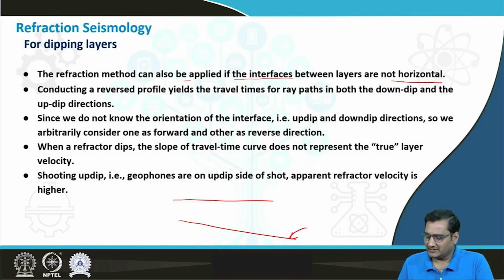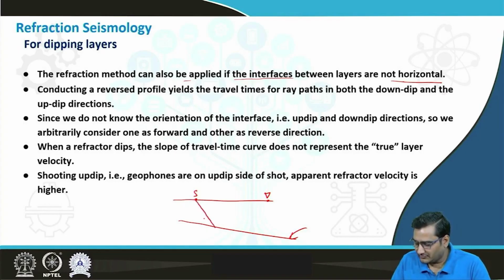In the dipping layer method, you are going to conduct a reverse profile, which means that if you have a source here and a receiver here on the surface, you can take your measurement. The source will release energy in the form of a wave, and this wave will travel downward, hit the interface and travel along the interface. If it is at the critical angle, it will then come back to the receiver.